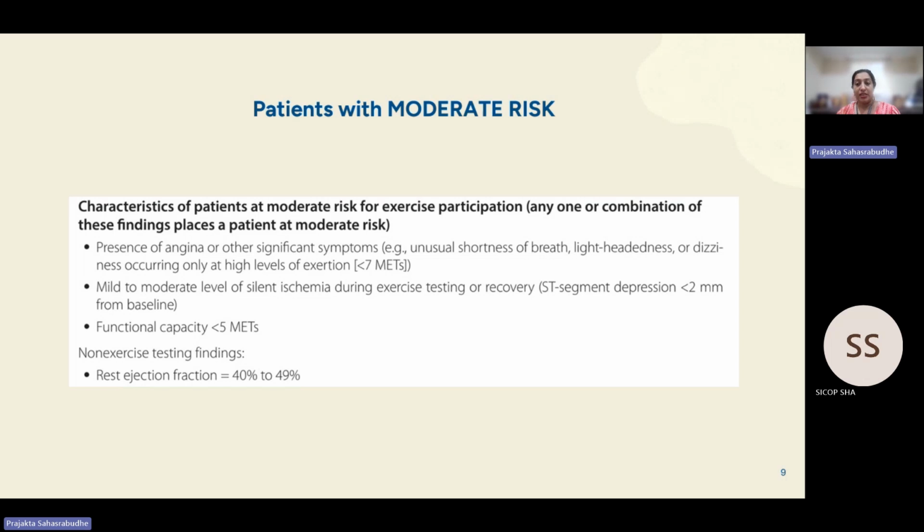Their functional capacity is between 5 to 7. So they are slightly better than the high risk people, so they can easily achieve the 5 METs without any complication. But when we increase the exertional level, they may experience the symptoms, or certain signs or arrhythmias may get precipitated. And ejection fraction is also lying somewhere in between, that is between 40 to 49%.